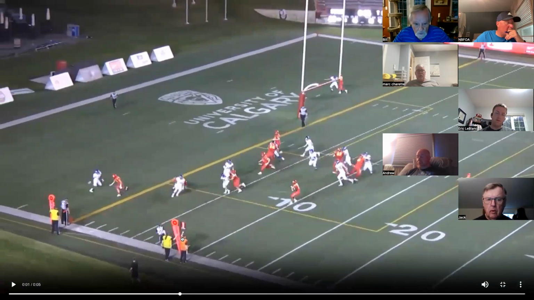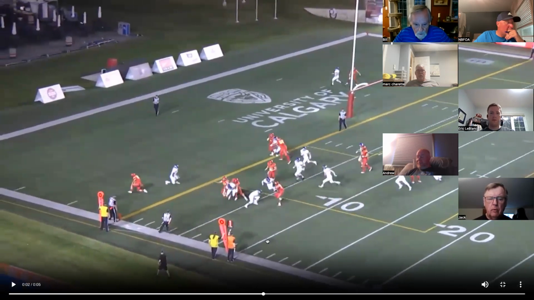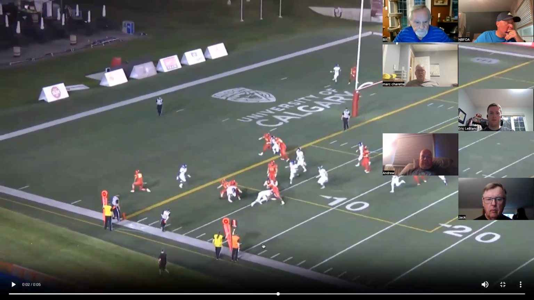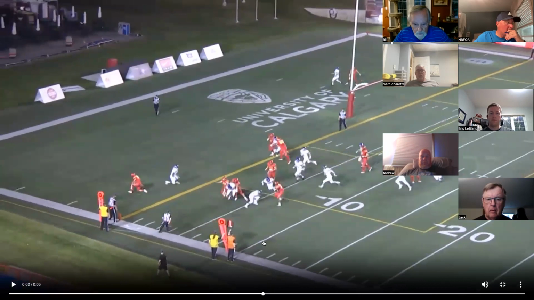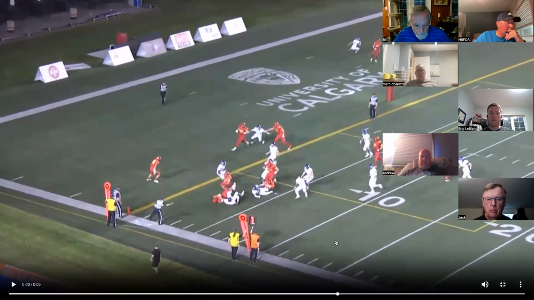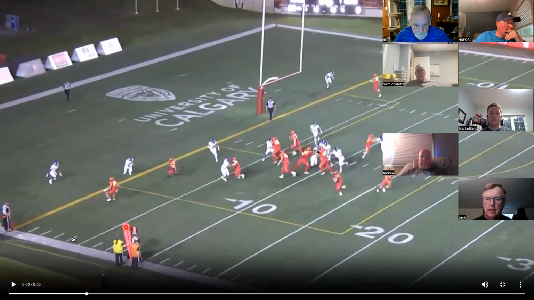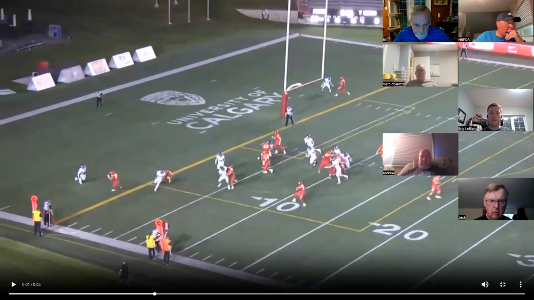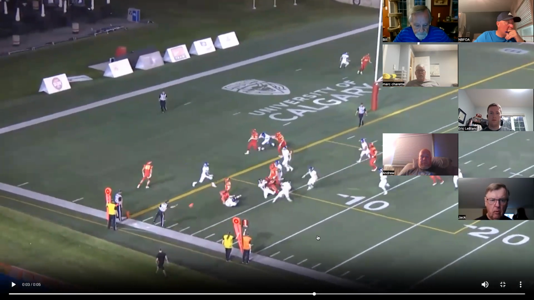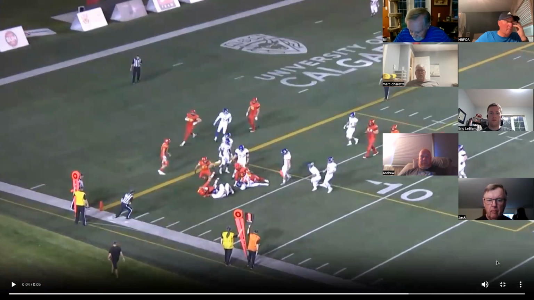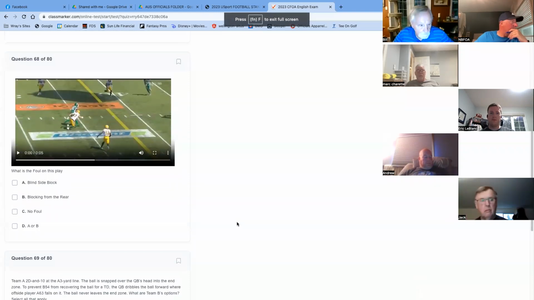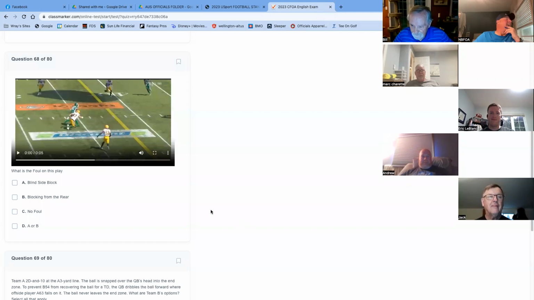That guy's still moving his feet, still pushing him, turning, and he's being pushed. The tackle's behind him. I thought the white guy was trying to get loose. The red guy is still pushing him. He's got hands on the front and the back, and he's still pushing him to the side, and never let go. Okay, false. Next. Everybody good with that? Yep. All right.